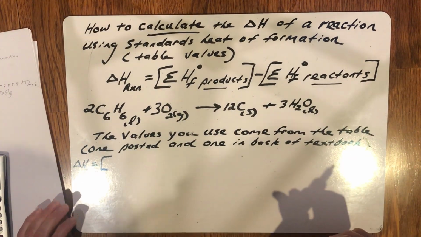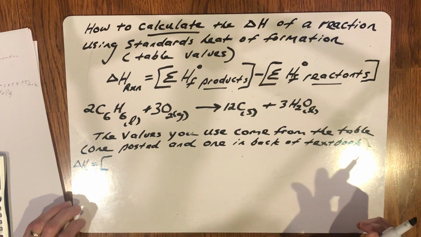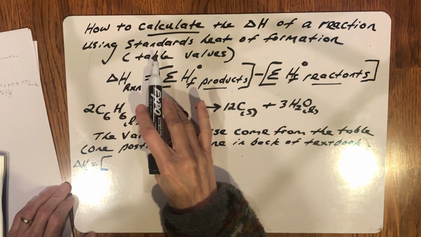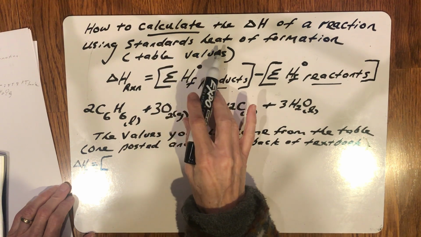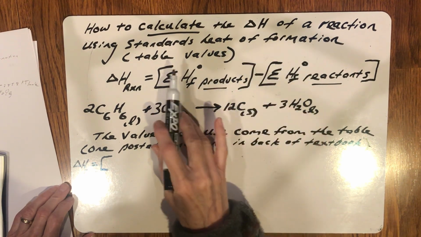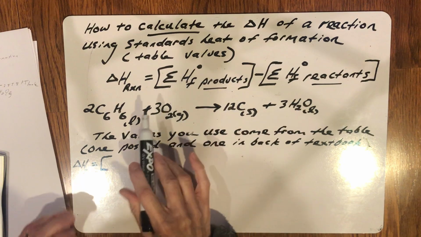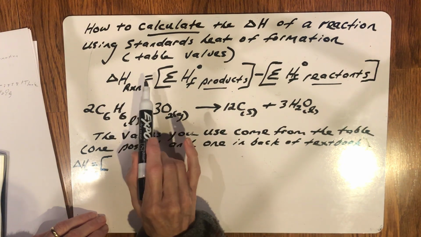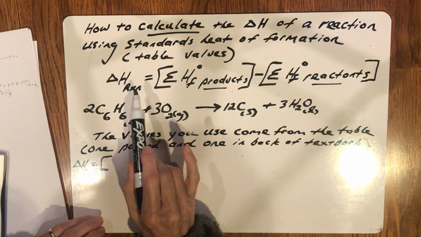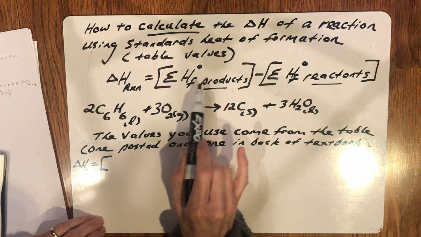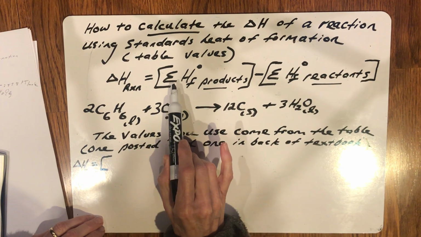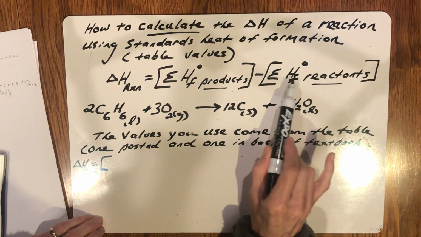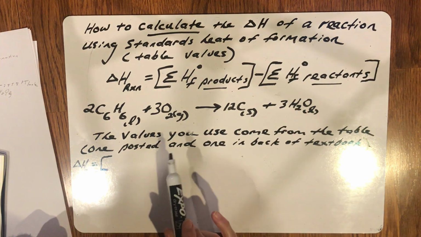Hi again. So I'm going to show you how to calculate the delta H of a reaction using the standard heat of formation. Now these are table values. The equation that you would use to calculate the delta H of a reaction is this: the sum of the heats of formation of the products minus the sum of the heats of formation of reactants.